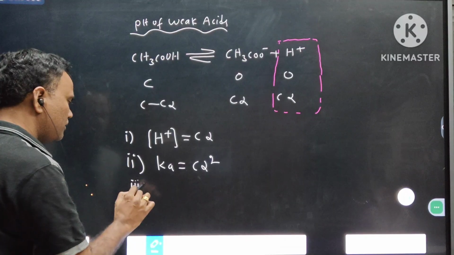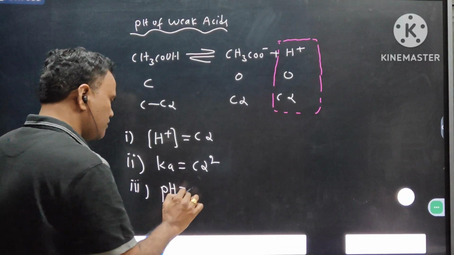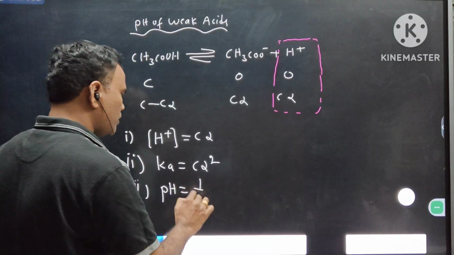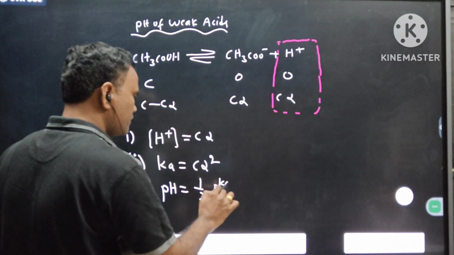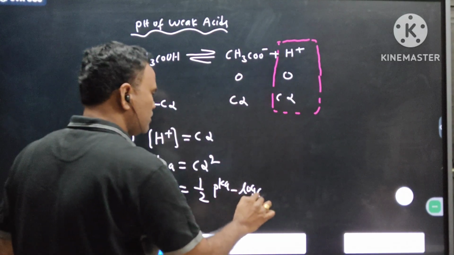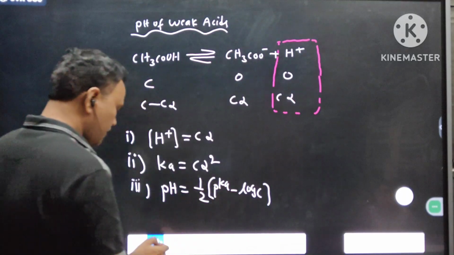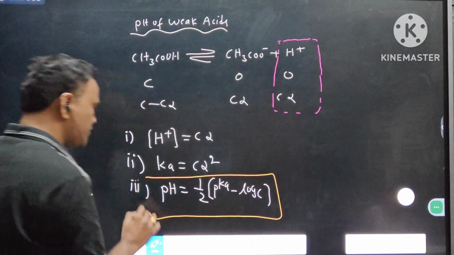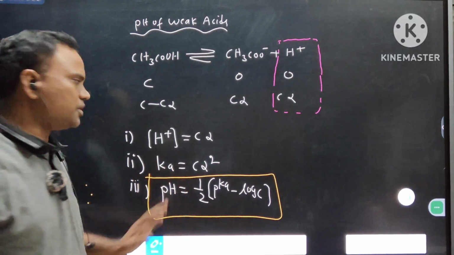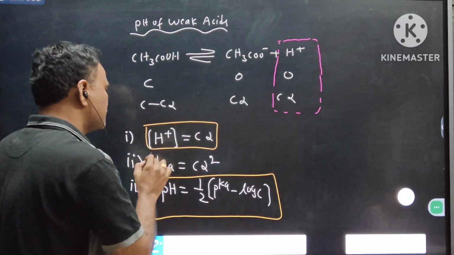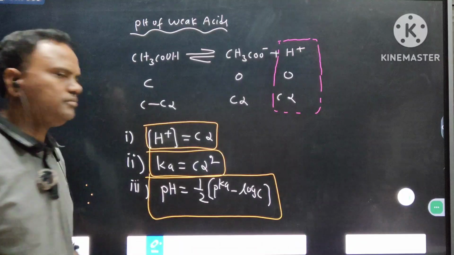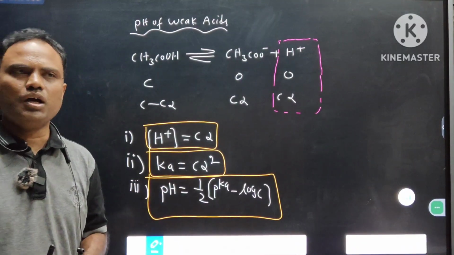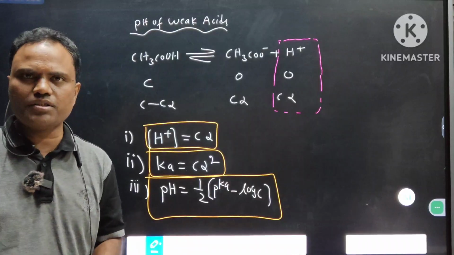And third one, pH is equal to, any idea? 1 by 2 pKa minus log C. You need not learn the derivation part. Just remember these 3 formulas. H plus concentration is C alpha, acid dissociation constant is C alpha square.